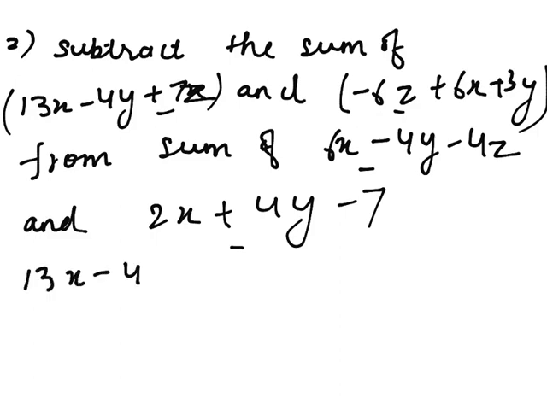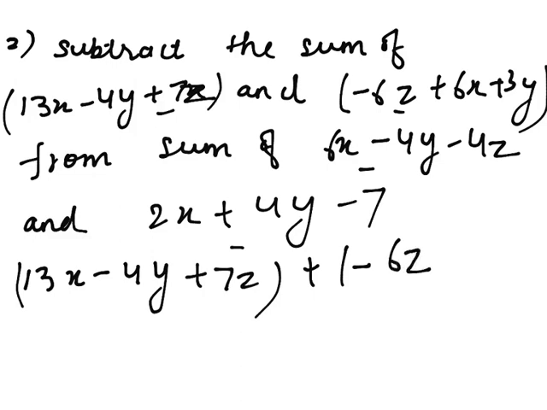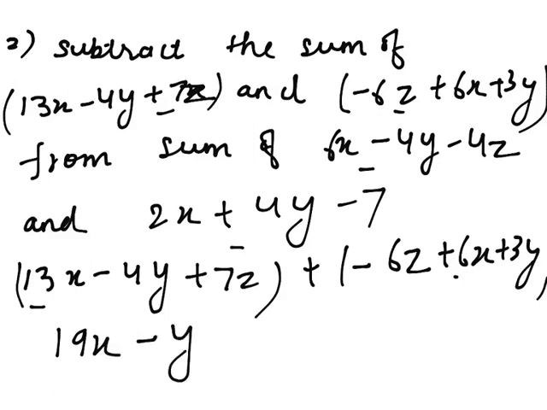13x minus 4y plus 7z plus minus 6z plus 6x plus 3y. So here 13x and the 6x will give 19x, minus 4y and plus 3y will give minus y, plus 7z minus 6z will give this.